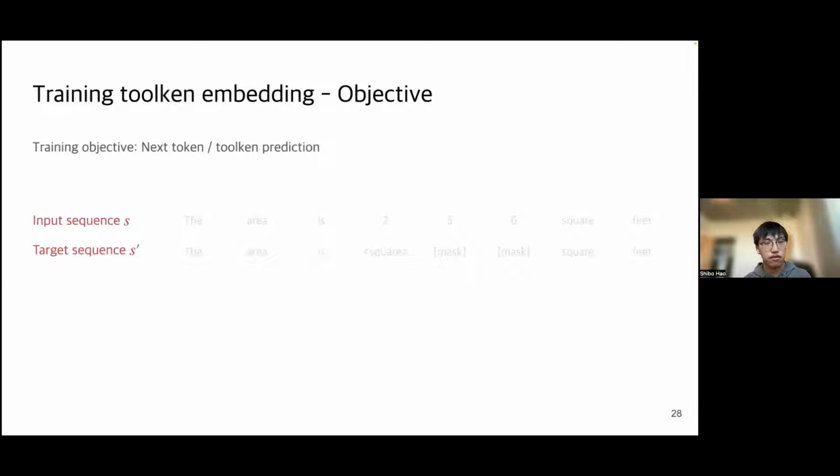Then we can move forward to talk about the training of token embeddings. The objective of training is similar to standard language modeling, but here, different from the input sequence S, which is composed of word tokens, we also have a target sequence S prime labeled with tool calls. At each time step, the LM is conditioned on the input sequence S and trained to predict the next token or tool token in the target sequence S prime.